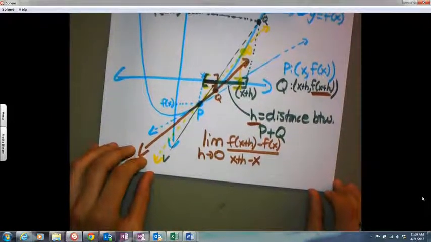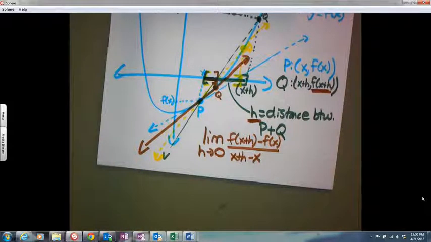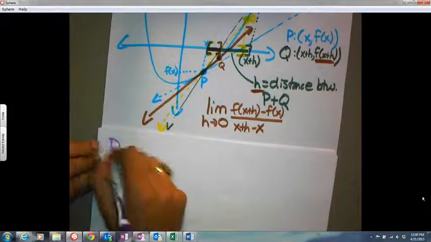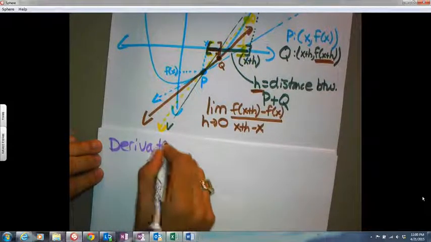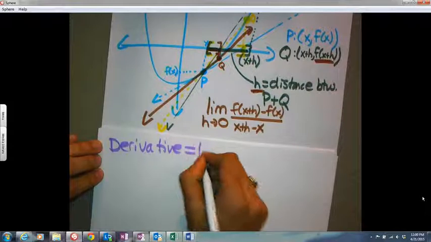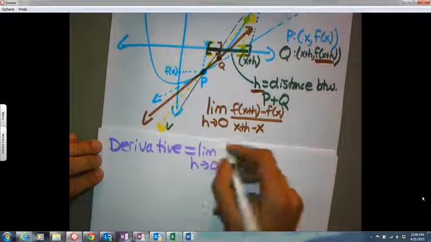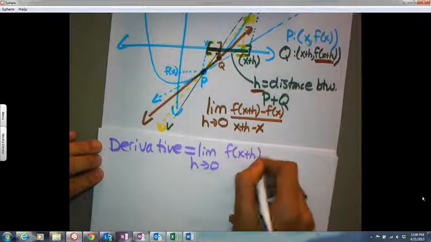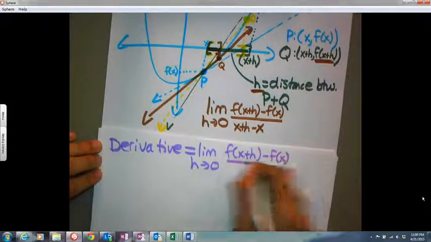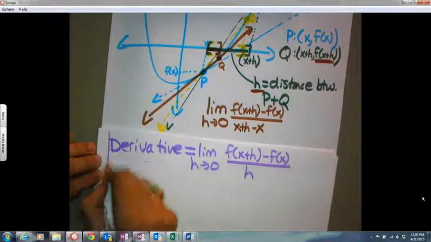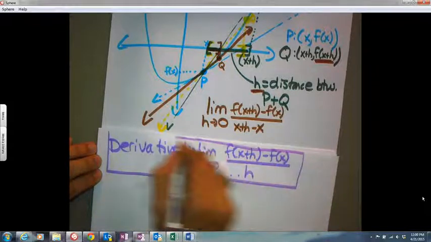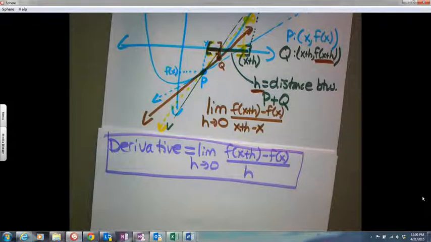Now nobody really writes the formula like this. Most people write it in a little bit simplified form. So most people will write that the definition of a derivative, or the formula for a derivative, is the limit as h goes to 0 of f of x plus h minus f of x, all divided by h. Here it is. This we have to know. This is the money formula that we will use over and over again.